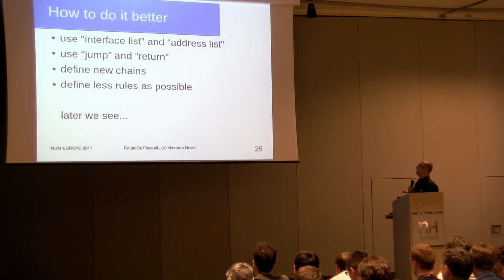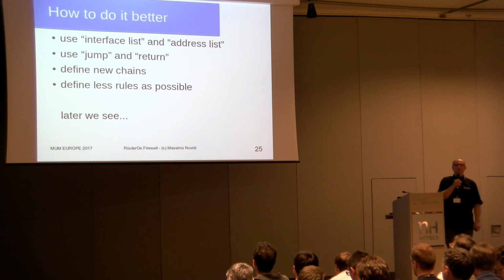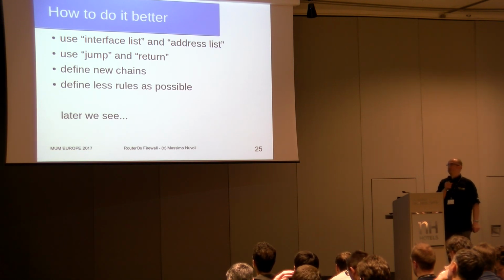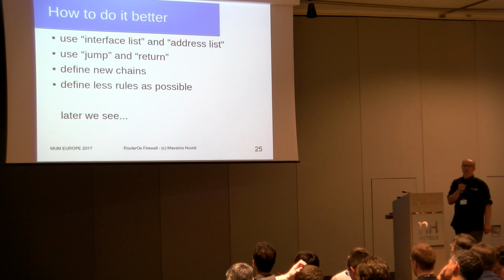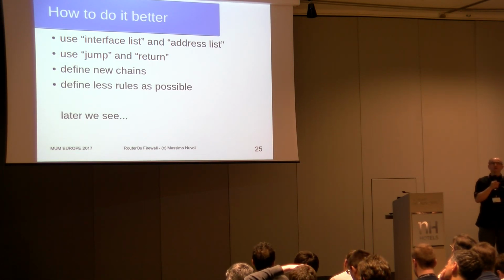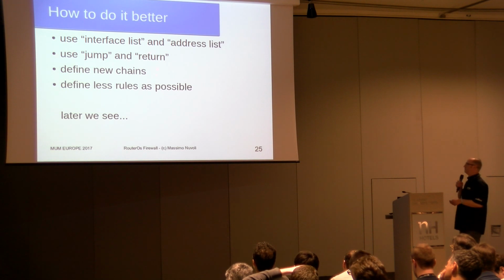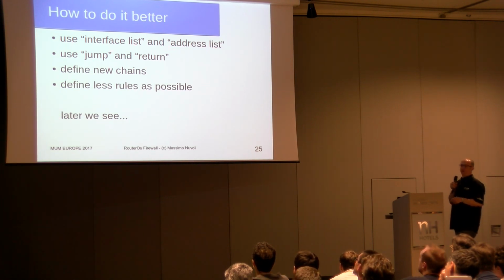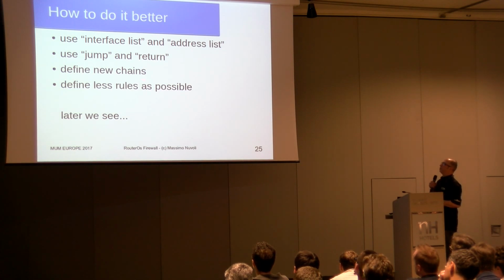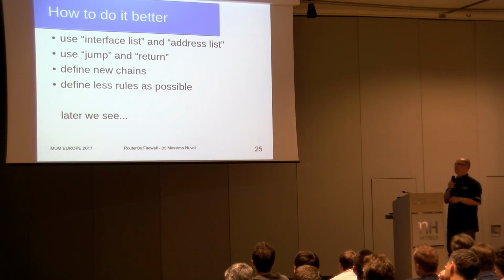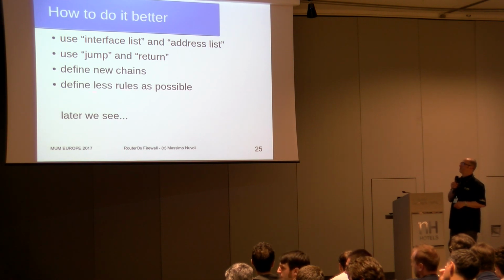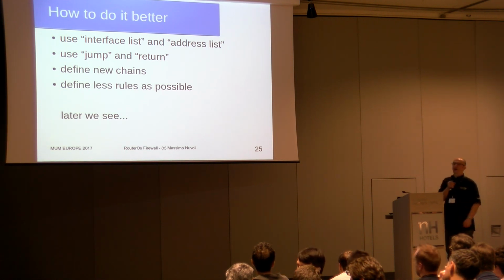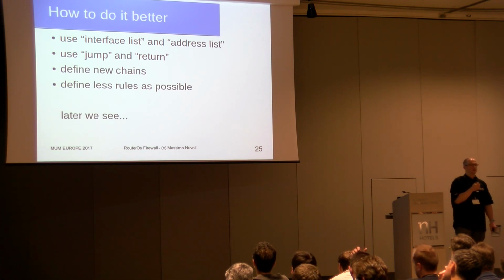Then, how can we build a better firewall configuration? It's quite simple, but we have new items to use for this kind of job. The first two are interface lists and address lists. Then we can use jump and return, and we can also define new chains. We will see that later. First of all, you must define as few rules as possible, because more rules mean CPU waste.